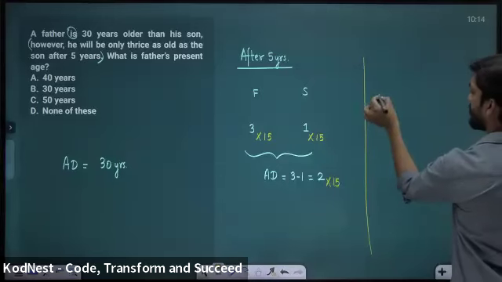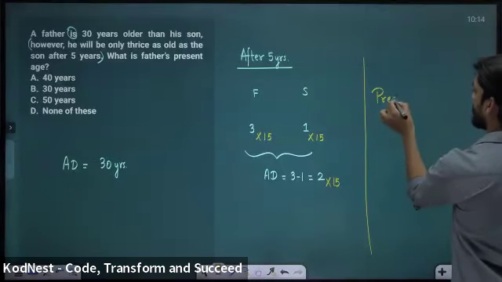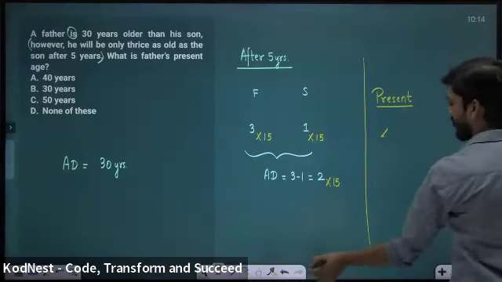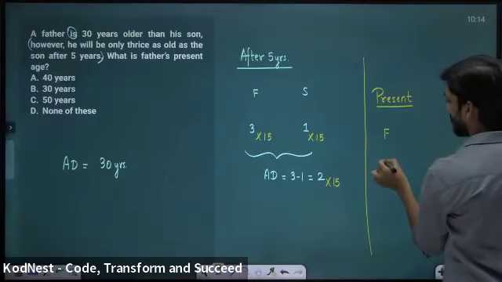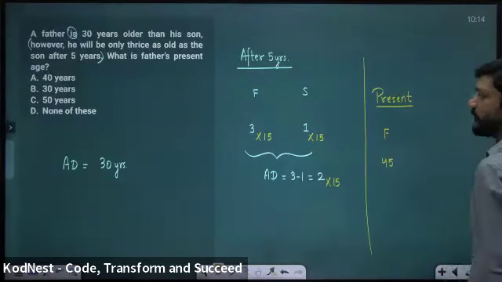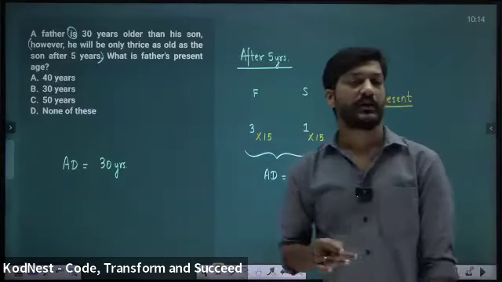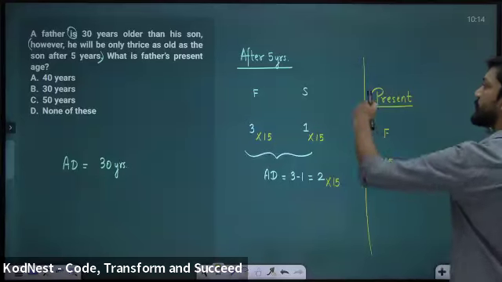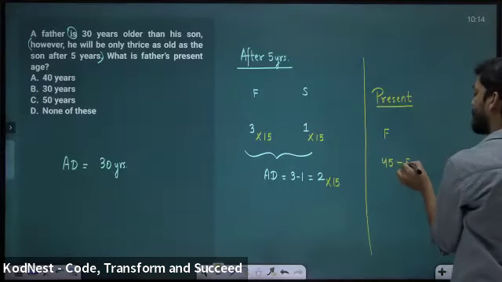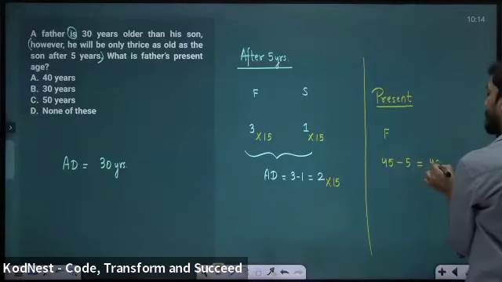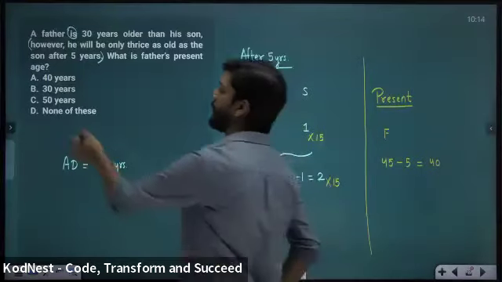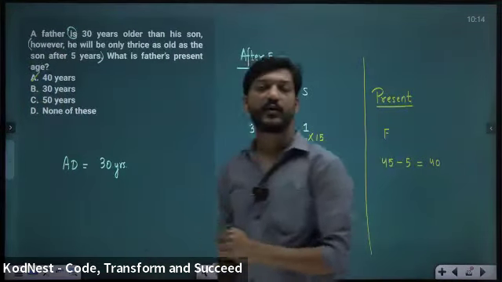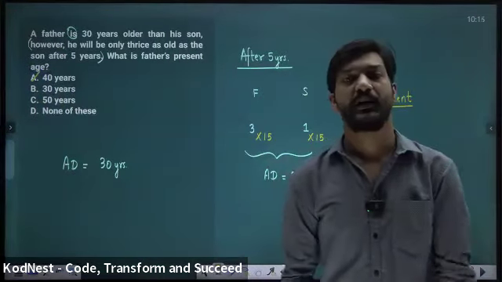This is the future. So the present will be 45 plus or minus? I know 45, but 45 is future, so the present will be minus. Minus how much? This is 5 years in the future. So minus 5, 40. So the father is 40. So 40 years comes out to be your answer.